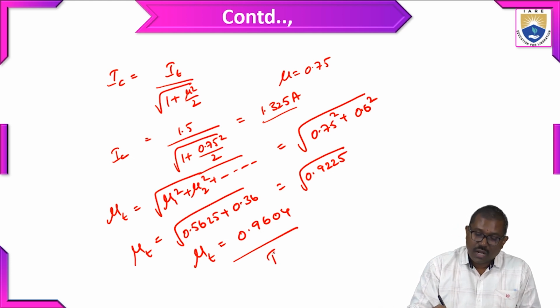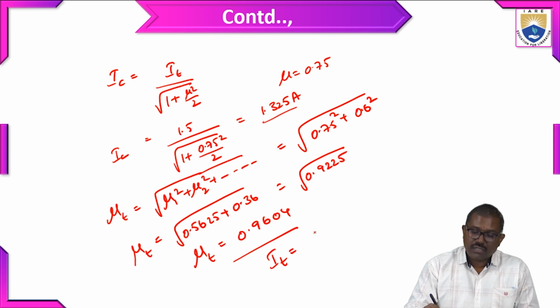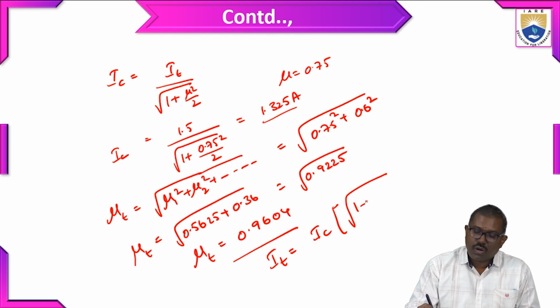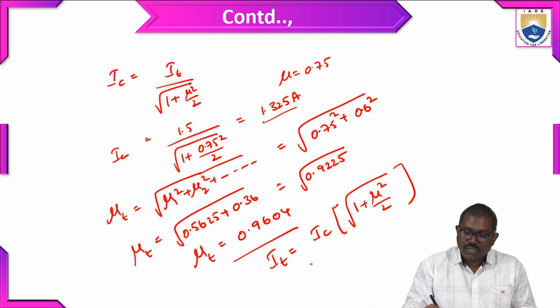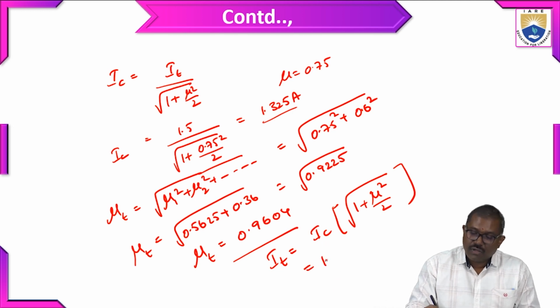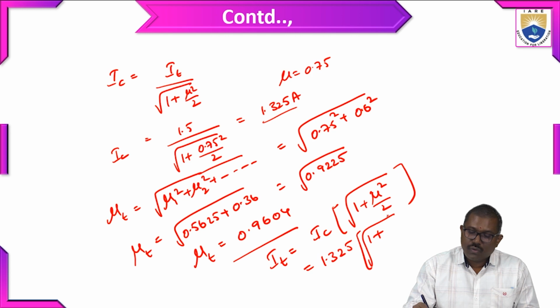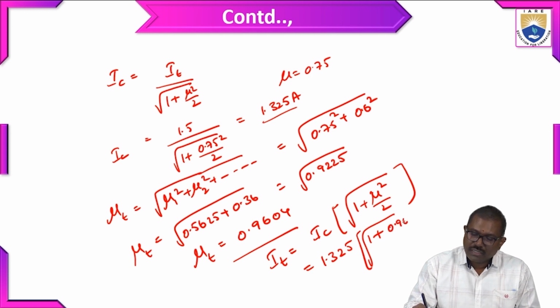So IT, the total current, is equal to IC into square root of 1 plus mu square by 2. So this is the formula. So here we know that the IC value is 1.325 into square root of 1 plus the mu value 0.9604 square divided by 2.